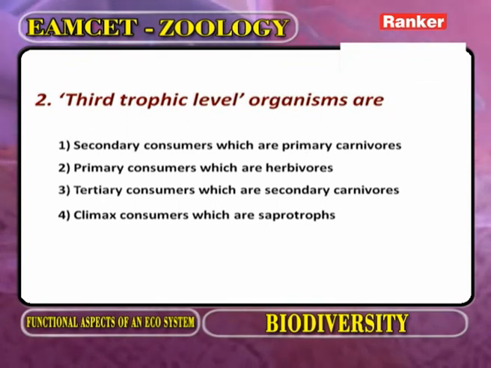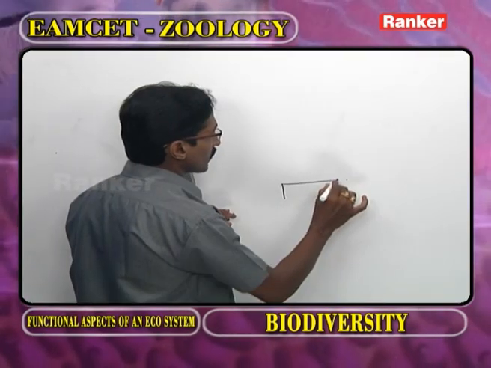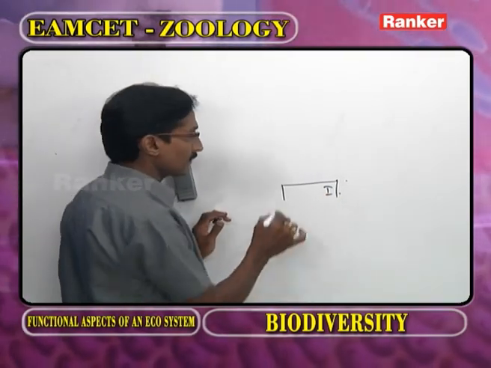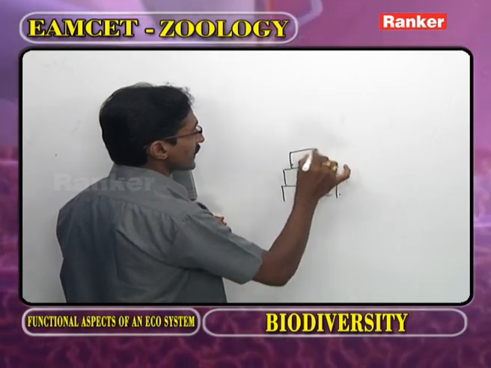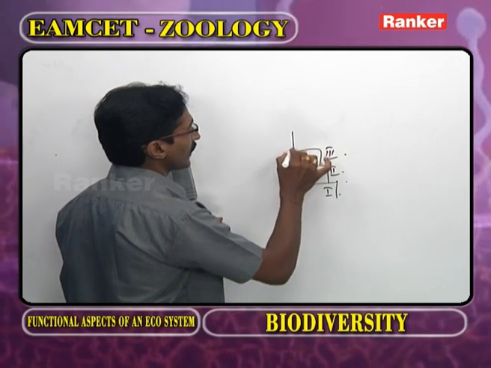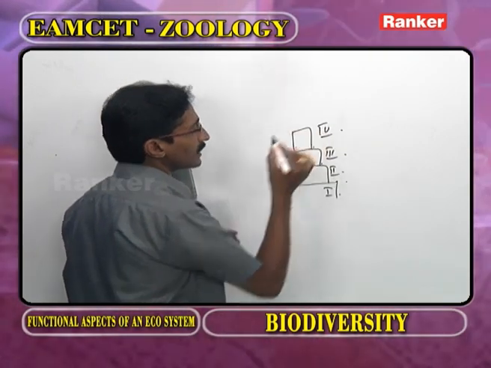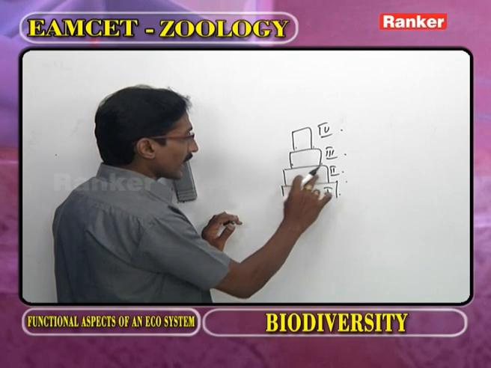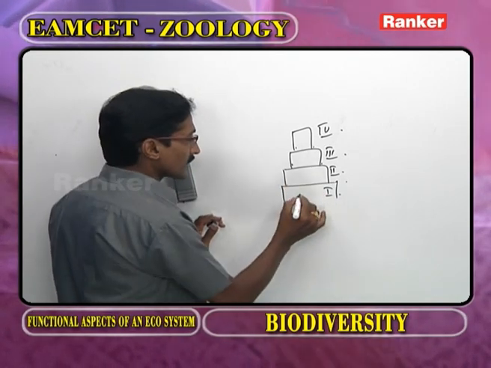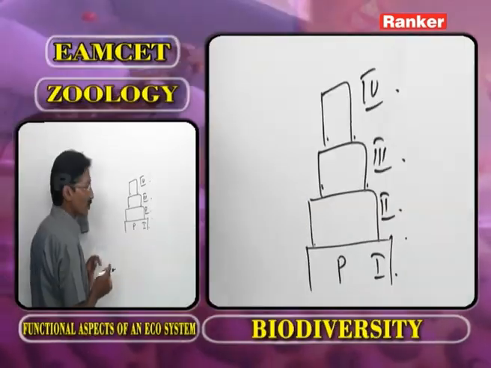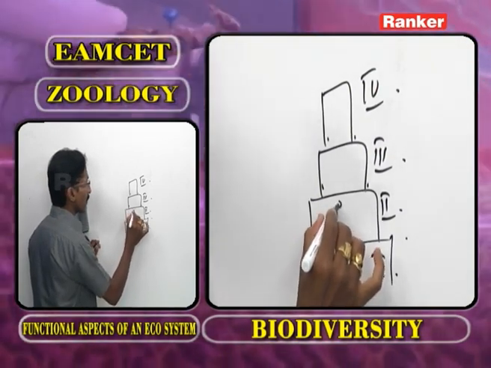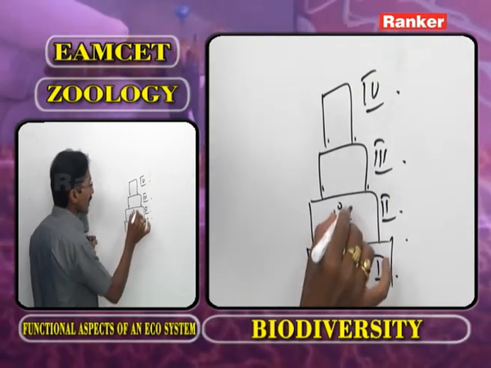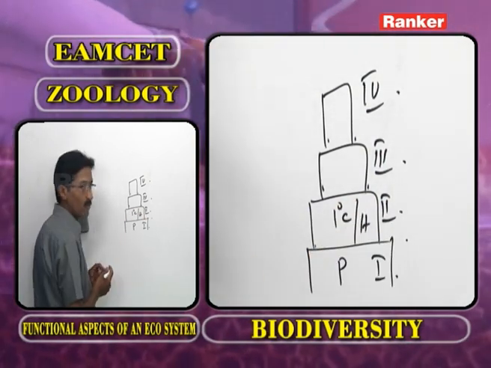Here what is the question? The third trophic level. Now in an ecosystem, this one we call the first trophic level, and it is followed by the second trophic level, and this is followed by the third trophic level, and this is followed by the fourth trophic level. In an ecosystem, always the first trophic level is occupied by producers. The second trophic level is occupied by primary consumers. The primary consumers are also called the herbivores.